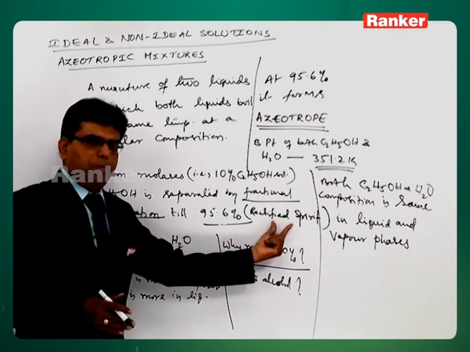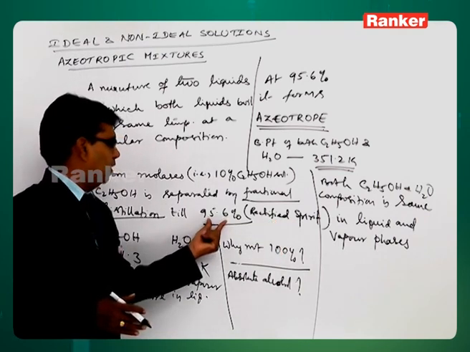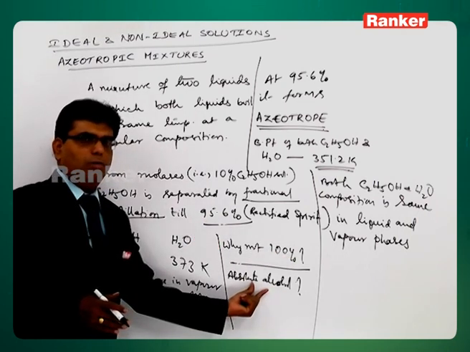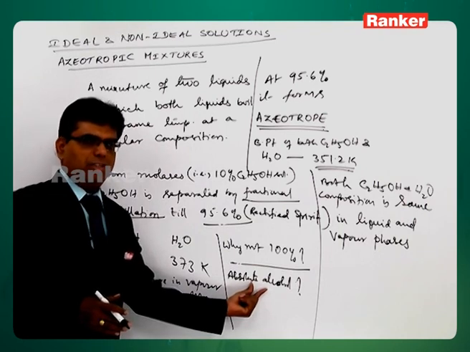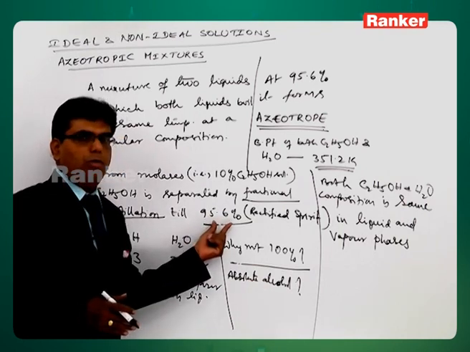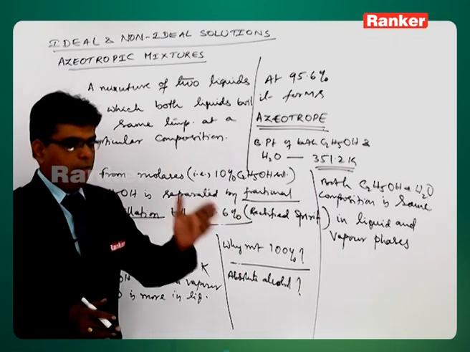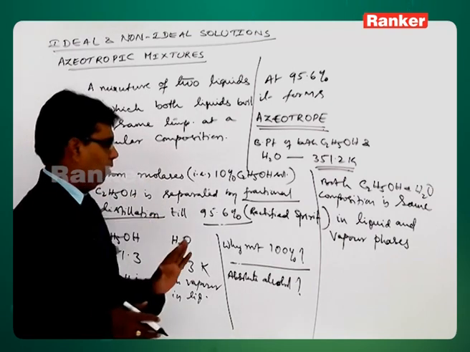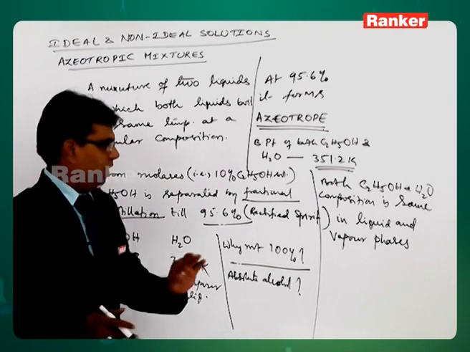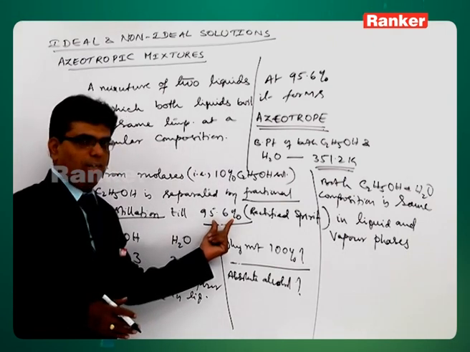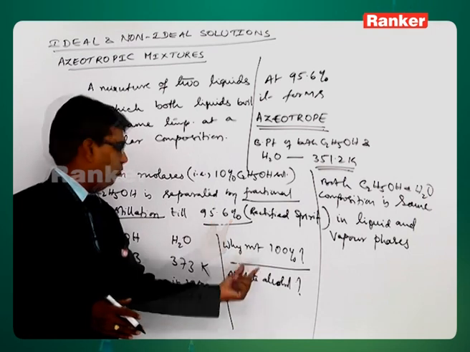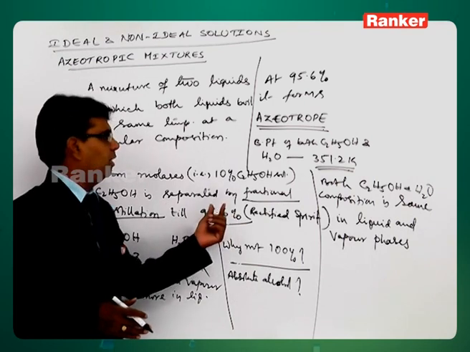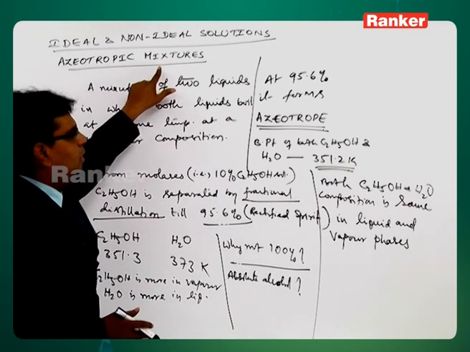And once you get rectified spirit, then to increase the concentration from 95.6 to 100%, that is absolute alcohol, we go for chemical methods of concentration. That is, we pass this mixture through calcium chloride, where the remaining 4.4% of water is absorbed, then you will get 100% ethyl alcohol. So finally the meaning is that you can't separate out water and ethyl alcohol from this, but for that you have to go for a chemical method. Fractional distillation is not possible. That kind of mixtures is what we call azeotropic mixtures.